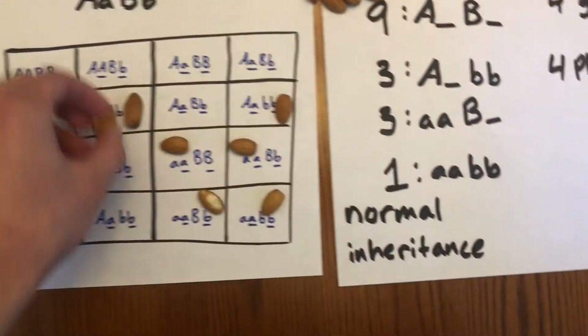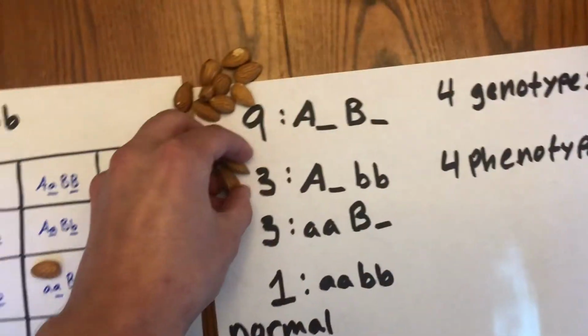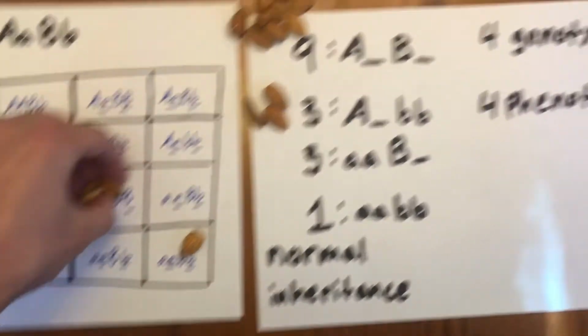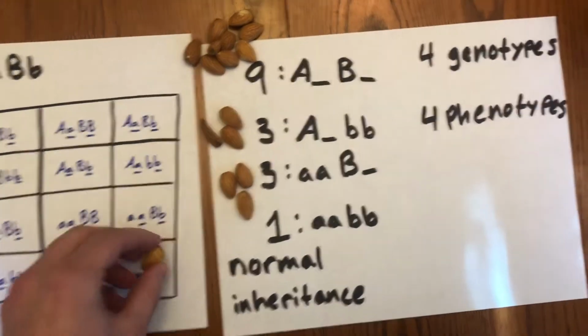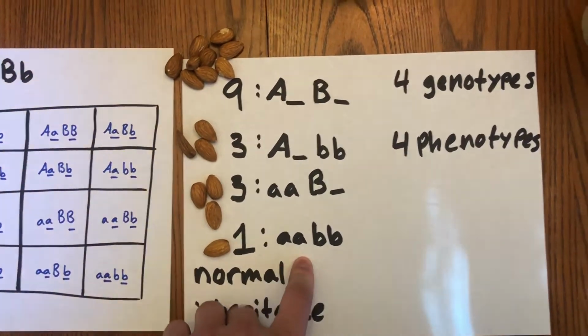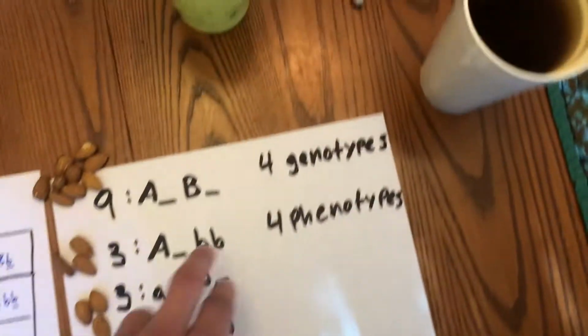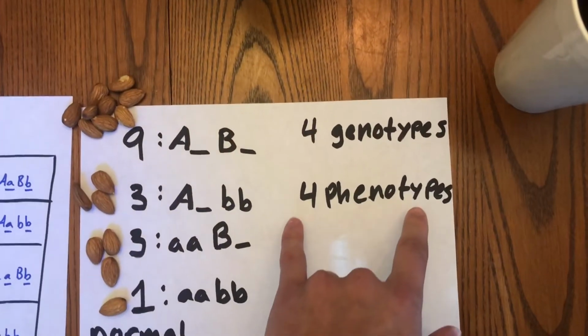And so these 3 would then be this genotype and singular phenotype. And these 3 would be this genotype and phenotype. And then this last one would be this genotype and phenotype. So that means that there are 4 genotypes possible for 4 phenotypes.